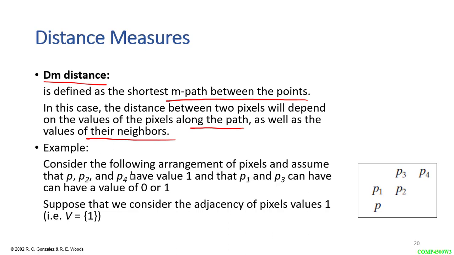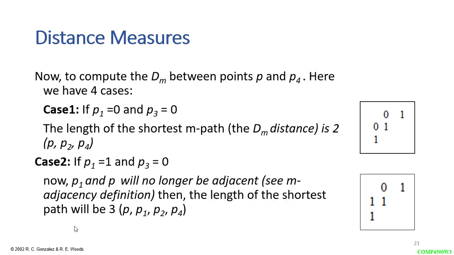For example, consider the following arrangement of pixels and assume P, P2, and P4 have the value of 1. P2 has a value of 1. P4 has a value of 1. P1 and P3 have the values of zero. And suppose that V is equal to 1. So we have this figure.